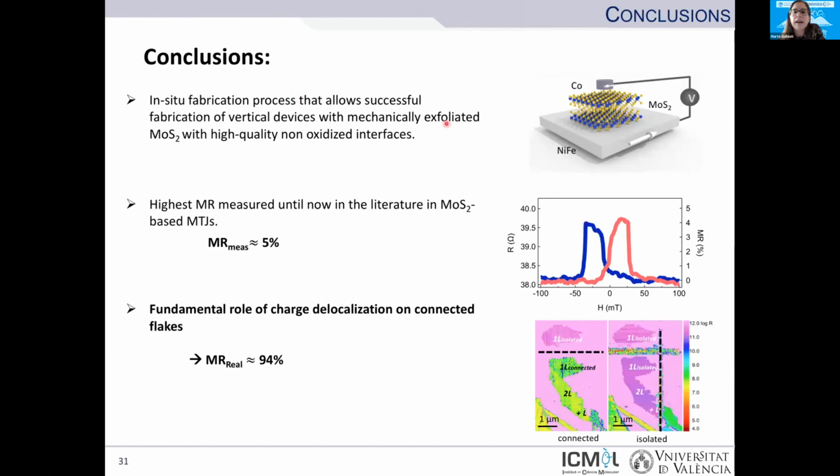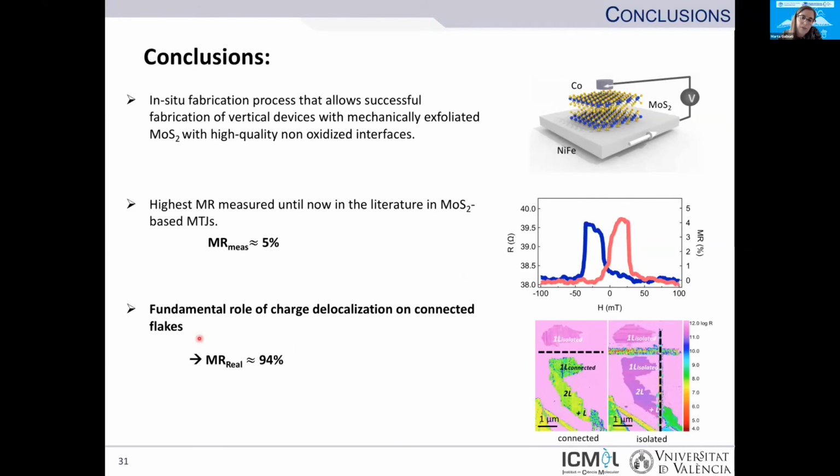Here, just to summarize, I showed you an in situ fabrication process that allows us to fabricate vertical devices with mechanically exfoliated molybdenum sulfide, maintaining high quality and a non-oxidized interface. This is very interesting, since from now on we can change from one mechanically exfoliated material to another, and it's promising to explore the properties for spintronics. With this process, we could fabricate devices where we could see a magnetic resistance up to 5% in molybdenum sulfide-based magnetic tunnel junctions. That is the highest value reported until now in the literature for this kind of devices.